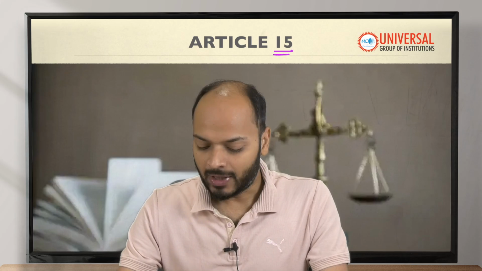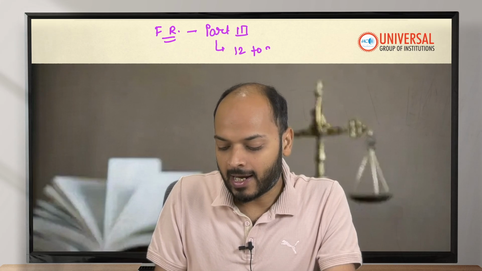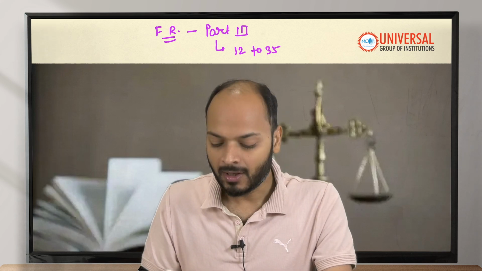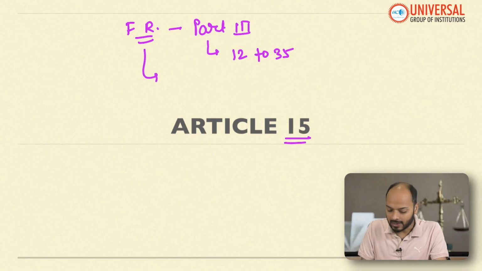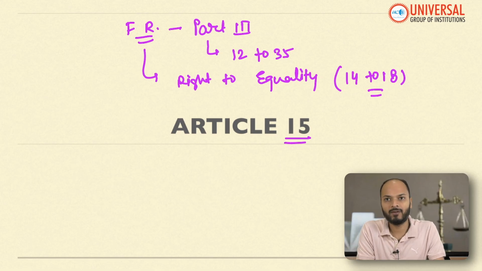We have discussed already that the fundamental rights chapter belongs to Part 3 of the Indian Constitution, and Part 3 starts from Article 12 and ends at Article 35. One category of fundamental right is the right to equality, which starts from Article 14 and ends at Article 18. The first right under the right to equality we have discussed already. Today we are going to discuss the second right, that is Article number 15.